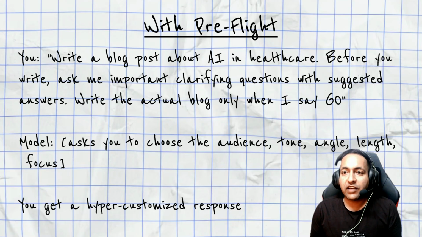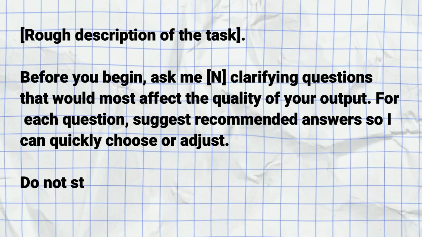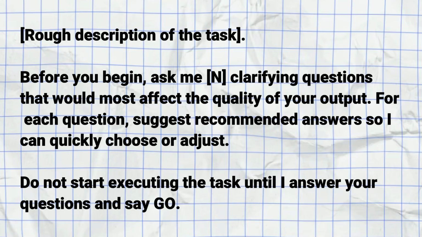This is qualitatively different from zero shot and few shot. You're not giving examples, you're co-designing the context interactively, with the model doing the cognitive work of figuring out what it needs to follow. On the screen, you can see a pre-flight prompt template, and you can adjust the n based on the complexity. For simple tasks, you can use 2 to 3 questions. For high stakes work, you can choose probably 5 to 8 questions, or you can even let the model decide how many questions to ask.